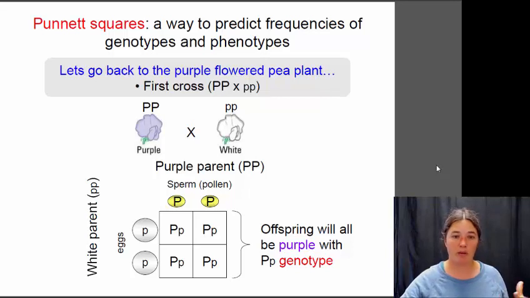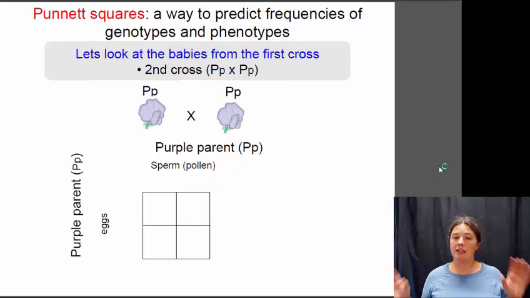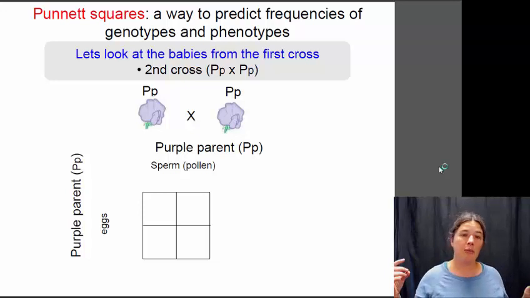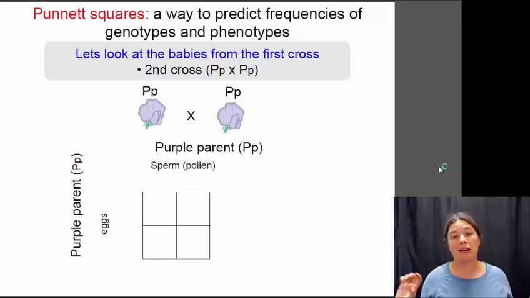Now let's look at the F2 generation. We're going to take those heterozygotes from the first cross and breed them together. Now it's a little bit more complicated. We've got these two parents, and they are the same as each other. So what kinds of sperm and eggs can they produce? Now we've got a heterozygote.